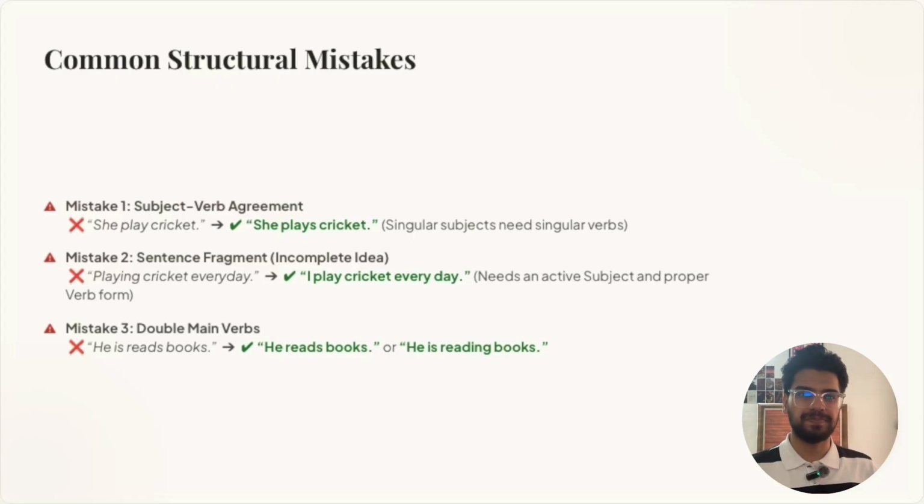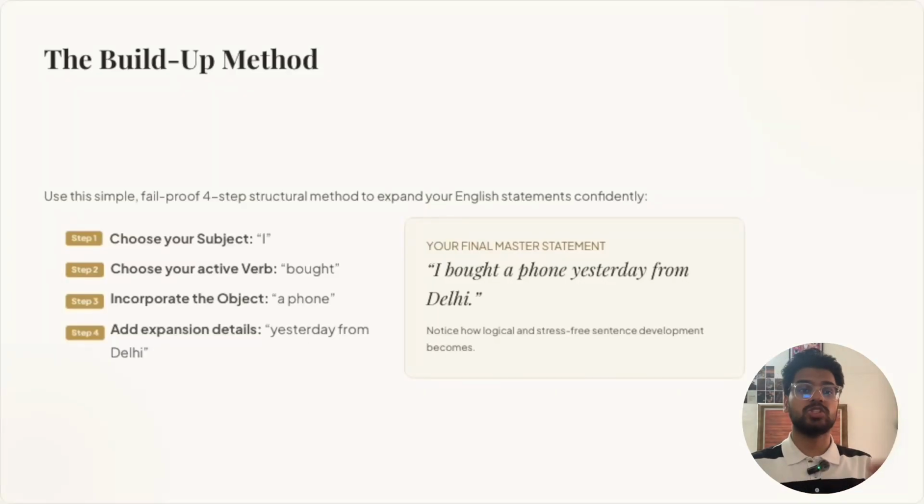Mistake number 3. He is reads books. Sounds really weird, isn't it? It's wrong because two main verbs are incorrectly used together. Correct form of this sentence would be he reads books or he is reading books. Now we will learn how to build strong English sentences.